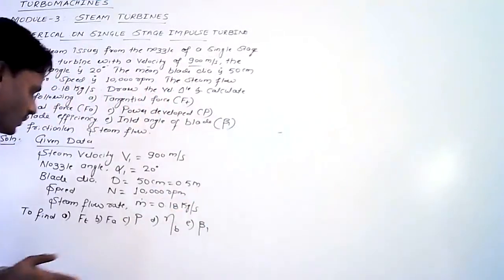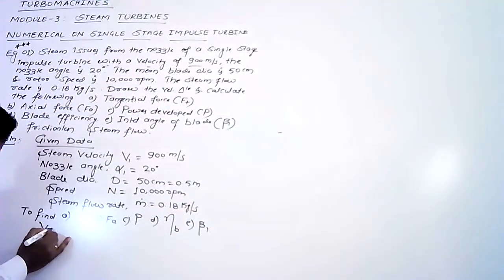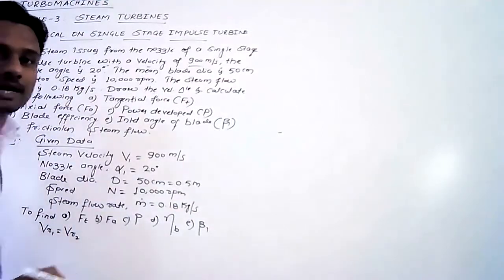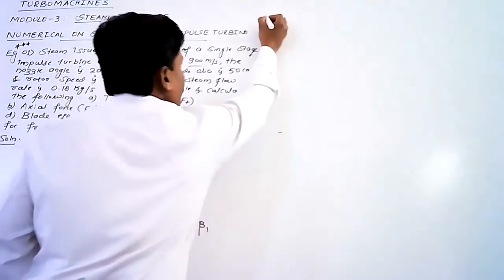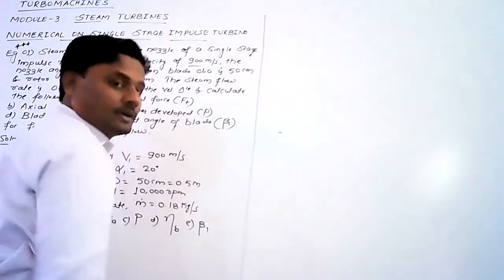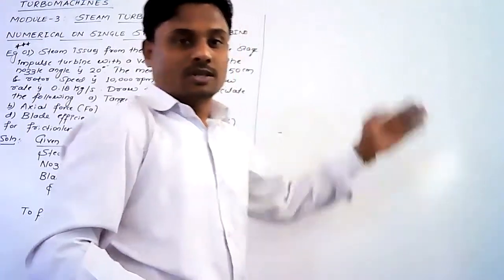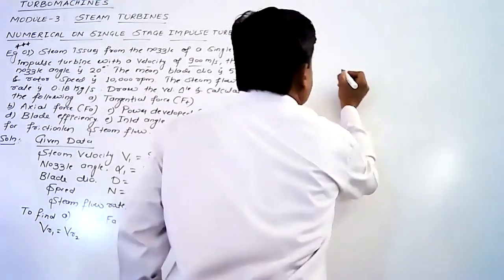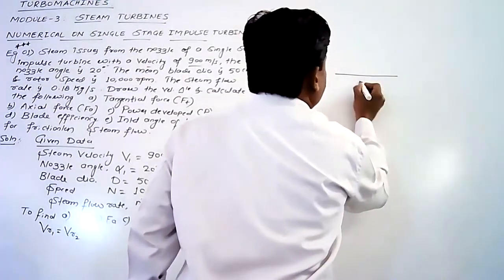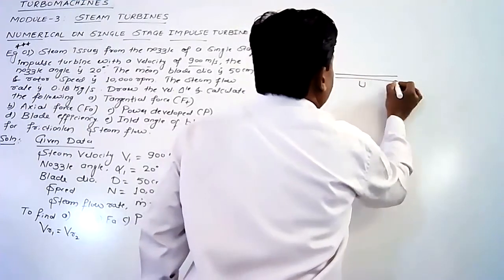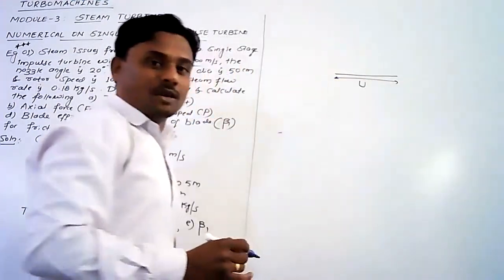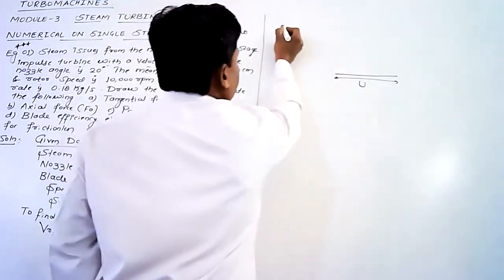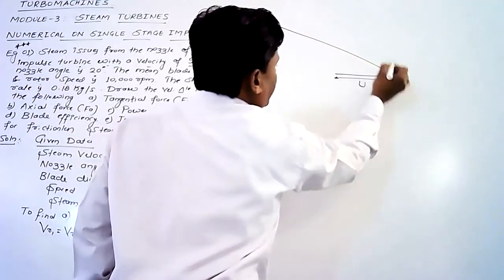In that case, we are supposed to take VR1 equals VR2. The relative velocity at the inlet is equal to the relative velocity at the outlet. The next step is to draw the combined velocity triangle. This is not to scale, just for your reference. First draw the horizontal line, which represents the tangential velocity u. You can draw a freehand sketch.